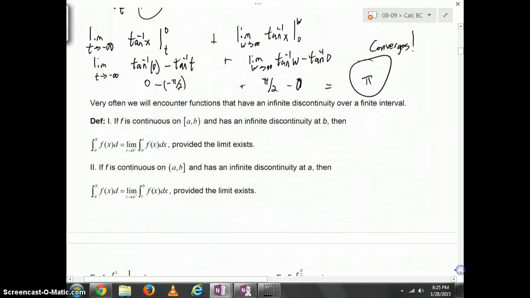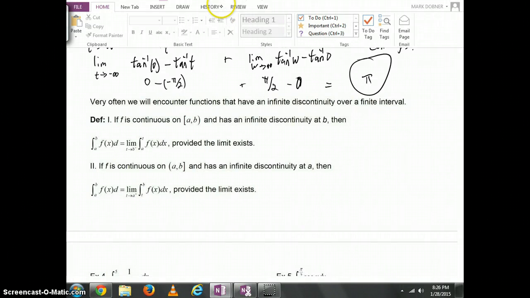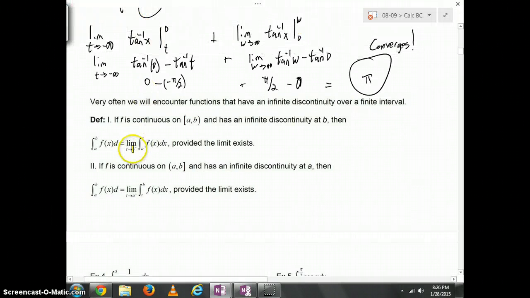Okay, continuing on, very often we will encounter functions that have an infinite discontinuity at one of the endpoints, over a finite interval, that is. Look at one of these endpoints. Maybe there's an infinite discontinuity at b, the right endpoint. Well, we still have to set up a limit where t is going to approach b, but only from one side, in this case from the left.